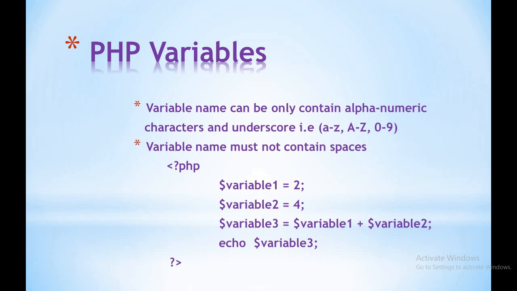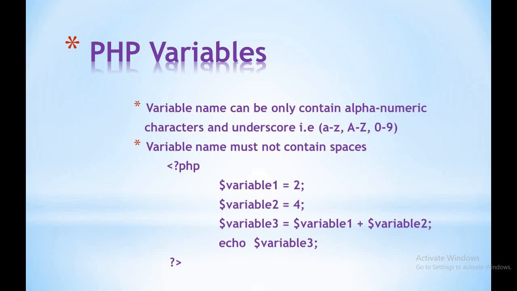Then another type of variables: what are all the variable names we can use in PHP? We can use alphanumeric characters and underscores, the letters small a to z, capital A to Z, and 0 to 9. A variable name must not contain spaces. For example, $variable1 equal to 2, $variable2 equal to 4, and $variable3 equal to $variable1 plus $variable2, which includes the dollar symbol. Echo $variable3. The output of this program is 2 plus 4, which is 6. This is the output, which has been stored in variable3.